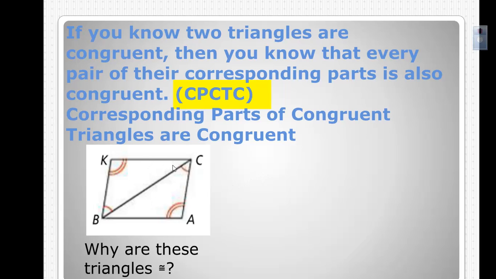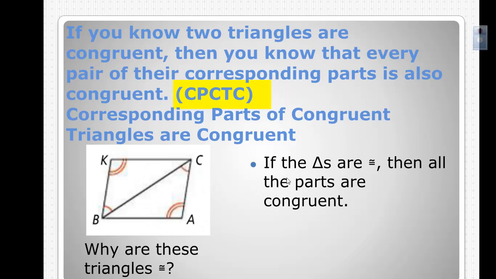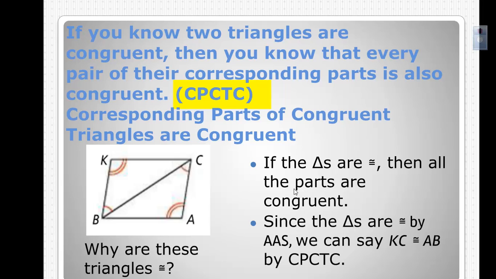So can we conclude that KC is congruent to AB? And the answer is yes, because we proved our triangles congruent, so the other parts are also congruent. If the triangles are congruent, then all their corresponding parts are congruent. Since we proved them congruent by angle, angle, side, we can say that KC is congruent to AB by CPCTC, corresponding parts of congruent triangles are congruent.